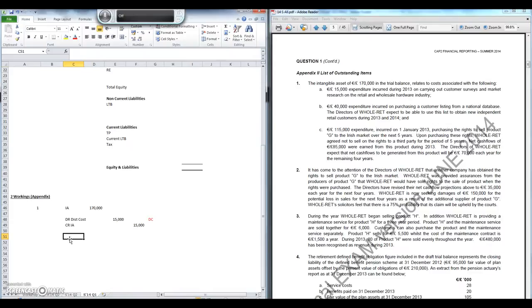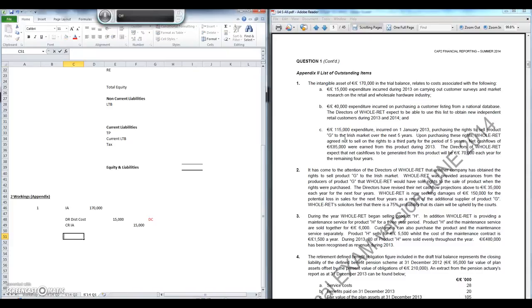The next one then looks at part B, 40,000 expenditure incurred on purchasing a customer listing. But we know that's external, it's not an internally generated intangible asset, therefore it's allowed because it's a purchase. However, the directors of Holdrate expect to be able to use this list to obtain new customers for 2 years, for this year and next year. Therefore, it should be amortized over its useful life, which is 2 years.